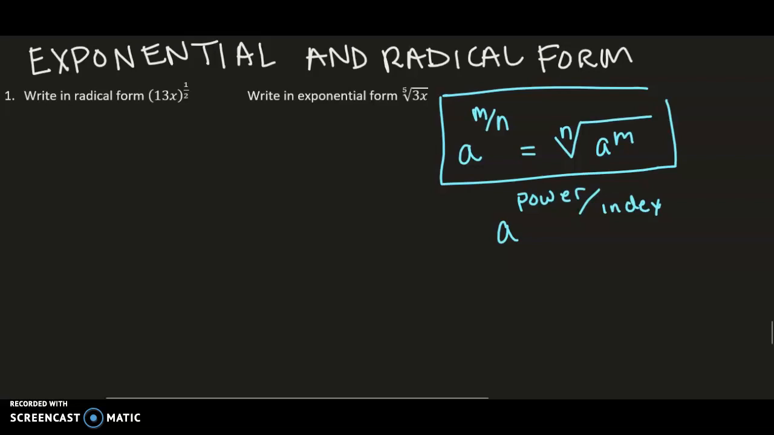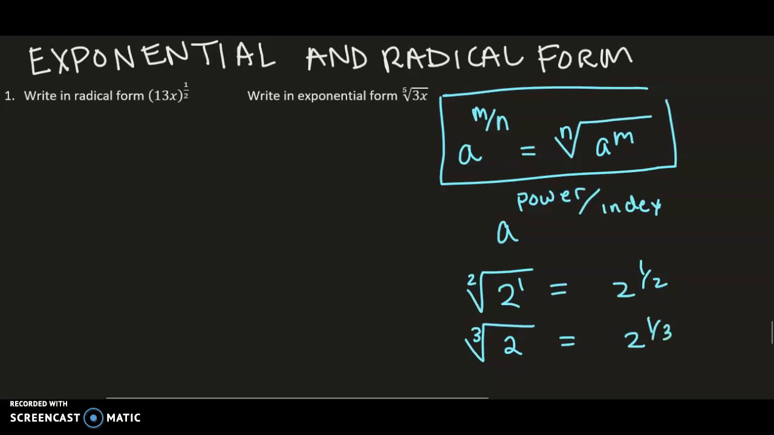Index is the root here, so if we have like the square root of 2, that's the same thing as 2 raised to the 1 over 2 power, as an exponent of 1, and the index is 2 on a square root. So cube root, if we're doing the cube root of 2, that would be 2 to the 3rd power.